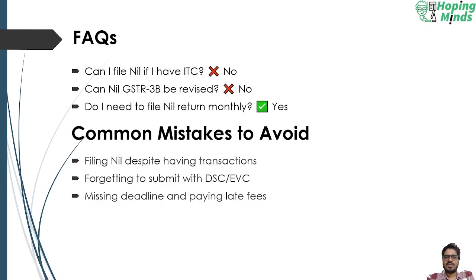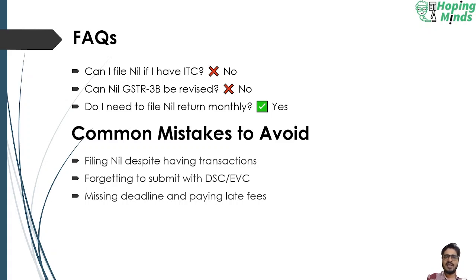So what are the frequently asked questions related to filing of nil GSTR-3B return? Can I file nil GSTR-3B return if I have an input tax credit claim? The answer is no. If during the reporting period we have made certain purchases, or even if we have not made any purchases during the reporting period, but some of our vendors have reported our purchases of prior period during the current reporting period, then also we can't file nil GSTR-3B return, or else we will lose the input tax credit against such invoices.